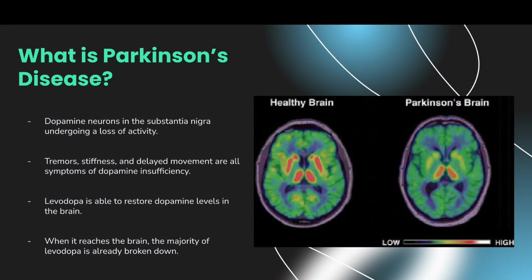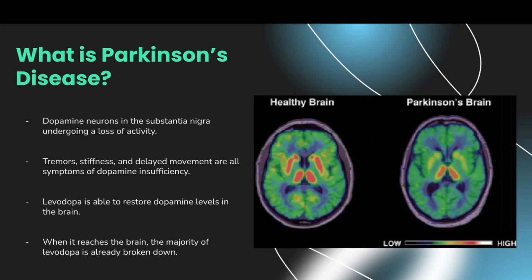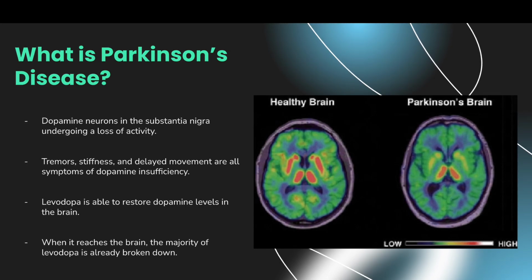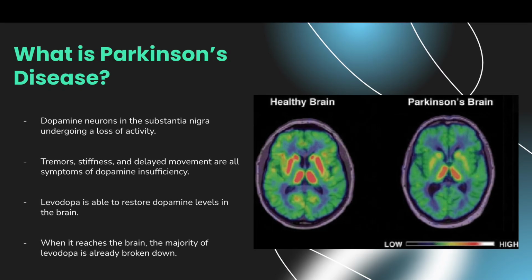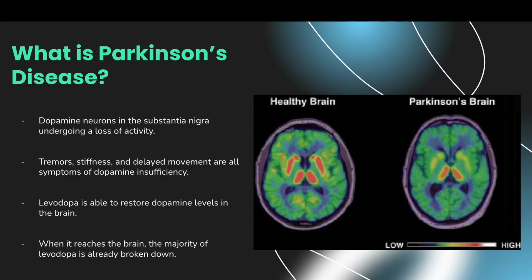Now on to my second slide. What is Parkinson's disease? Parkinson's disease and healthy brains are contrasted in the image that I included in this slide. Increased dopamine activity in a healthy brain is shown by bright red and yellow in the substantia nigra and basal ganglia. However, in Parkinson's disease, this activity is significantly reduced, indicating a significant loss of dopamine-producing cells.